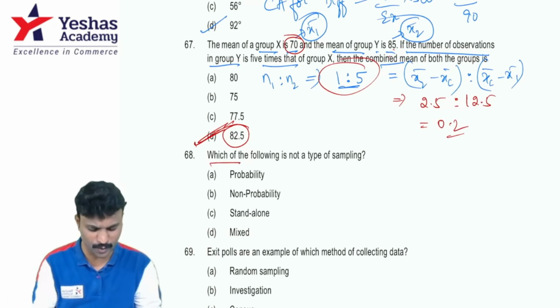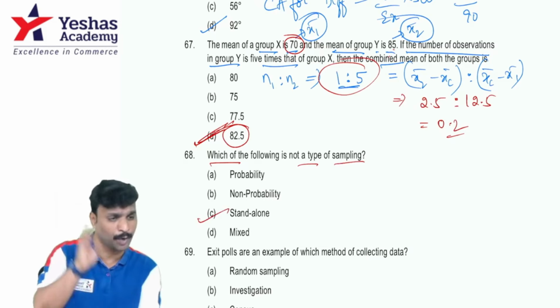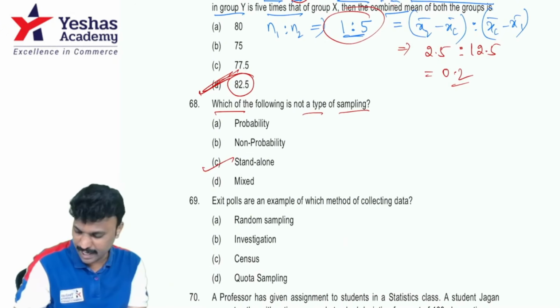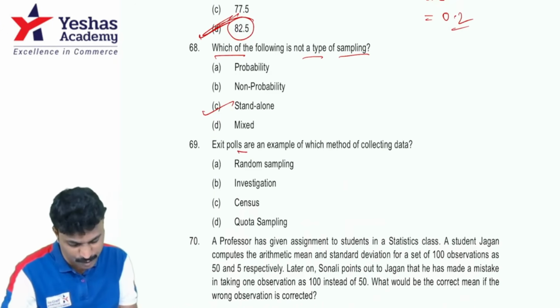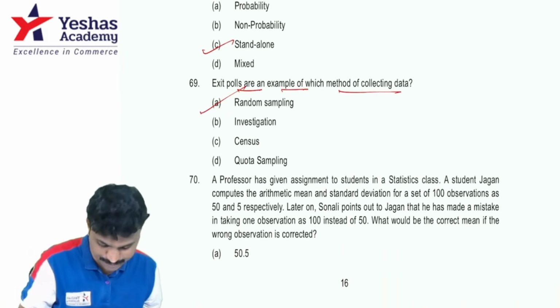68th question, which of the following is not a type of sampling? Stand alone is not a type of sampling. Probability sampling we have, non-probability sampling we have, mixed sampling we have, but stand alone sampling is not there. Exit polls are an example of which method of collecting data? It's random sampling.